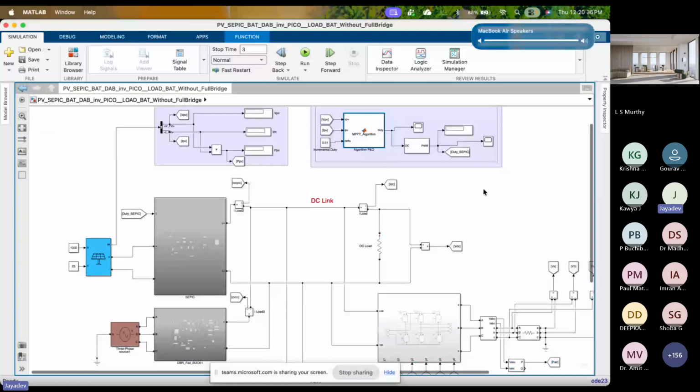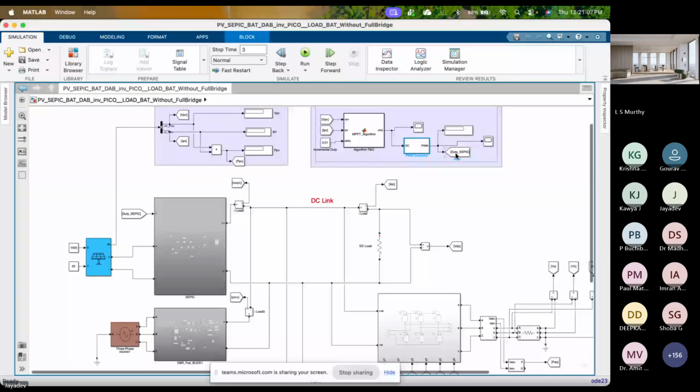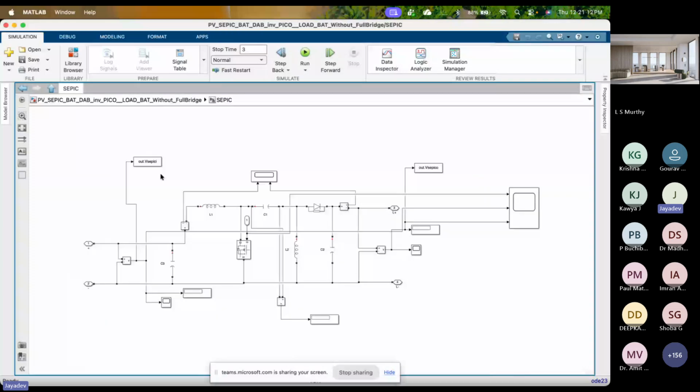Okay, after this function, the P&O algorithm, it will give the reference duty for the MPPT tracking. That will be converted through the PWM generator, and it will generate a PWM signal of whatever frequency we give here, with the required duty ratio at that time period. That duty is given to the SEPIC converter here. We'll see SEPIC converter 1 connected here.